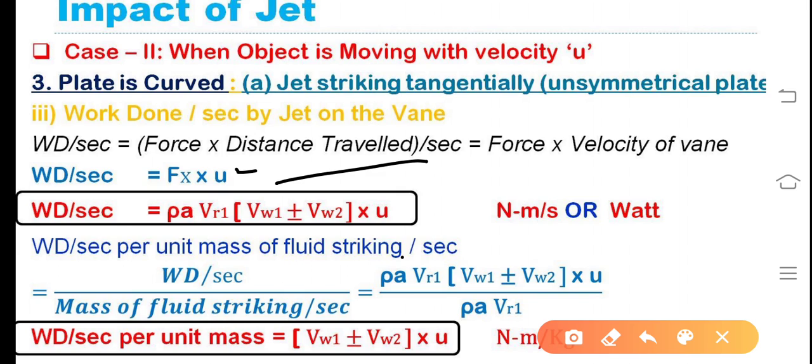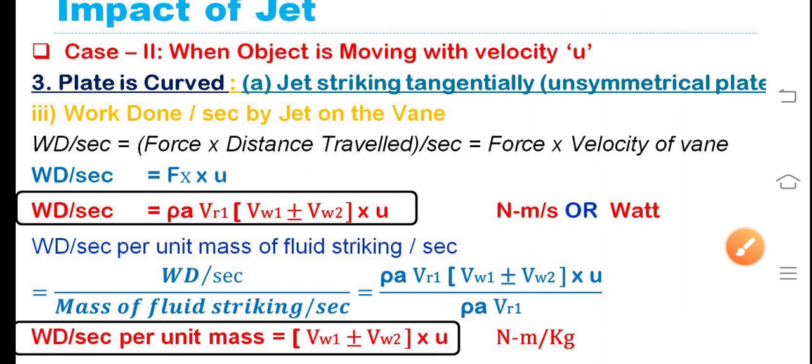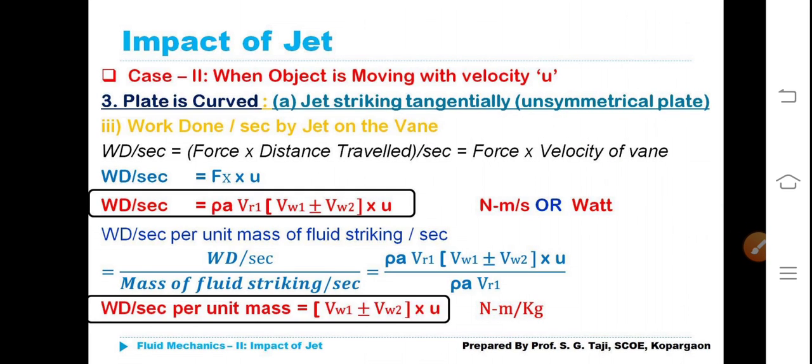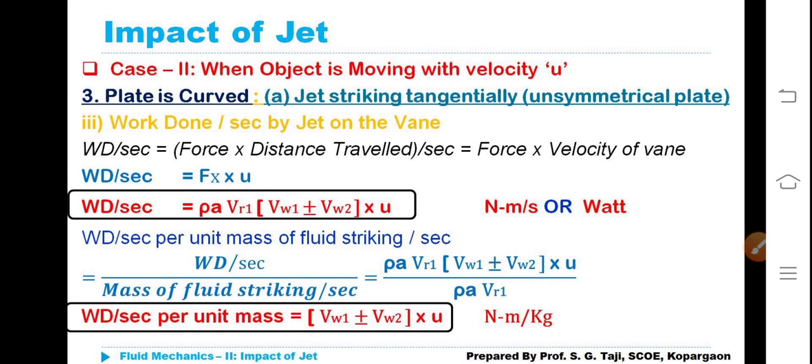You have to consider the plus sign when beta is less than 90 degrees. That's all the difference, nothing else. Consider the minus sign when beta is obtuse. If it is 90, VW2 will vanish. Only VW1 will be left within the brackets.